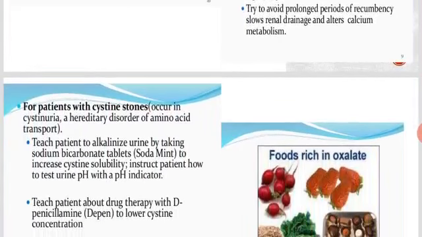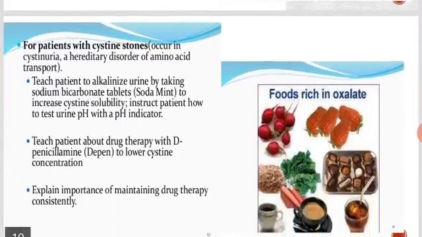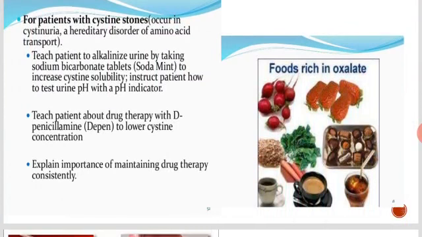For patients with cystine stone, which occurs in cystinuria, a hereditary disorder of amino acid transport, teach patient to alkalize urine by taking sodium bicarbonate tablets to increase cystine solubility. Instruct patient how to test the urine pH with a pH indicator. Try to avoid foods which are rich in oxalate like strawberry, chocolates, coffee, and so on.